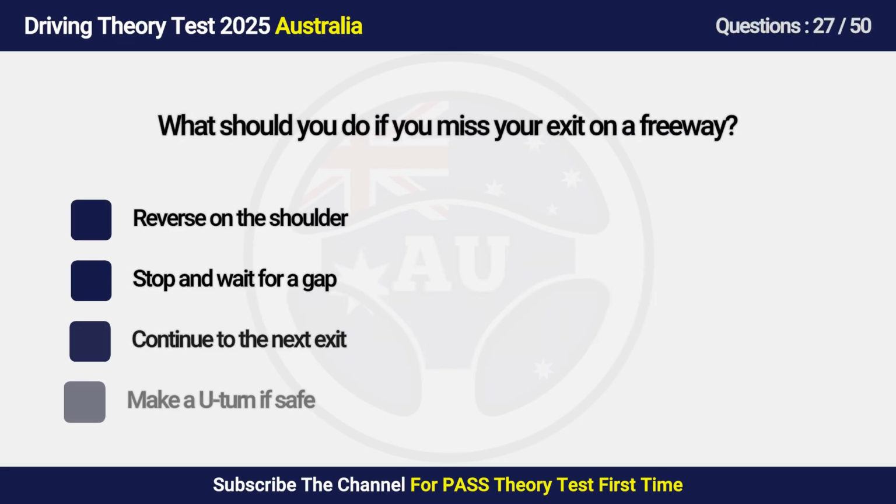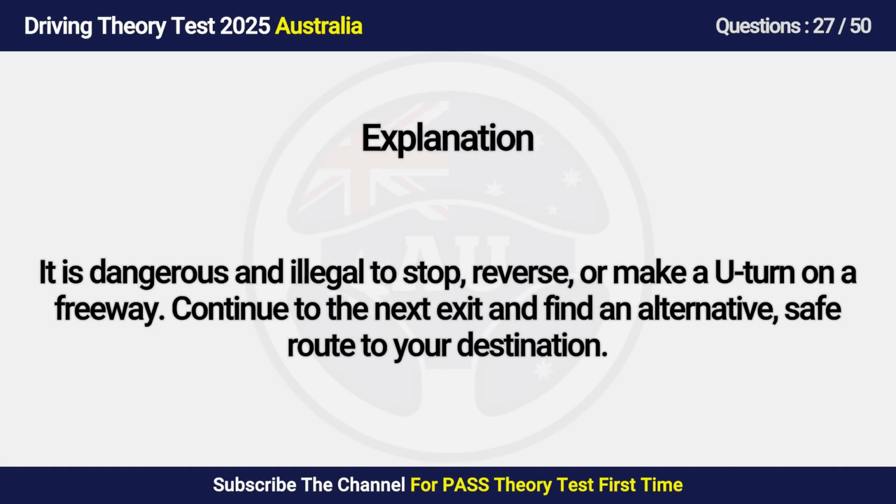Question 27. What should you do if you miss your exit on a freeway? A. Reverse on the shoulder. B. Stop and wait for a gap. C. Continue to the next exit. D. Make a U-turn if safe. Answer is C. Continue to the next exit. It is dangerous and illegal to stop, reverse, or make a U-turn on a freeway. Continue to the next exit and find an alternative, safe route to your destination.